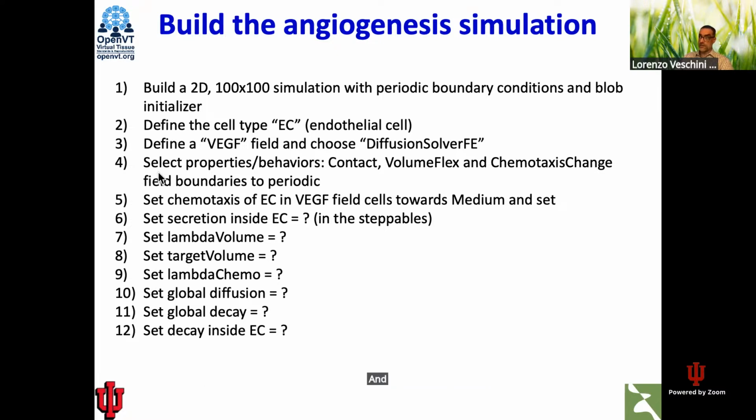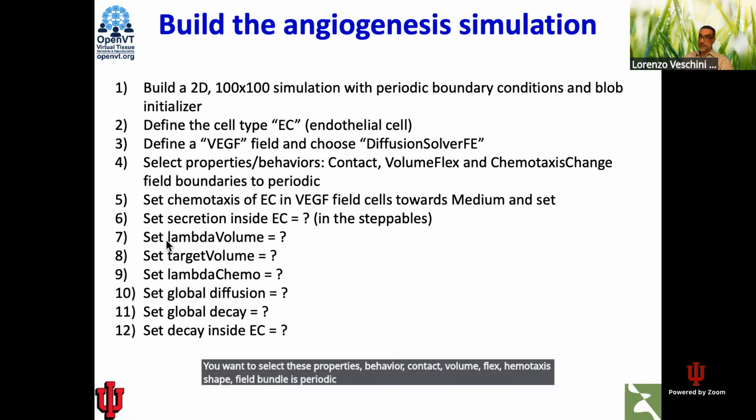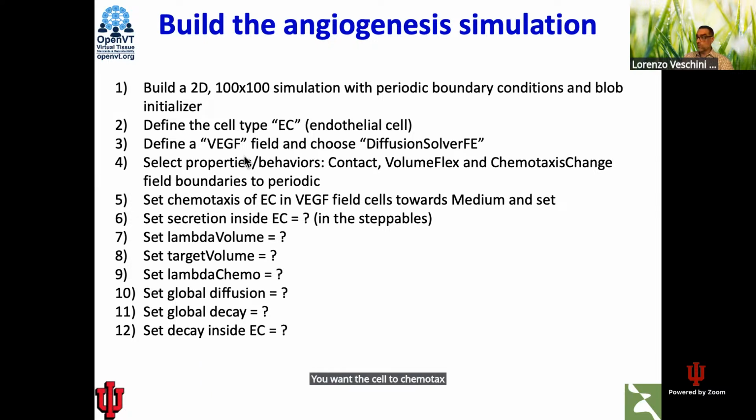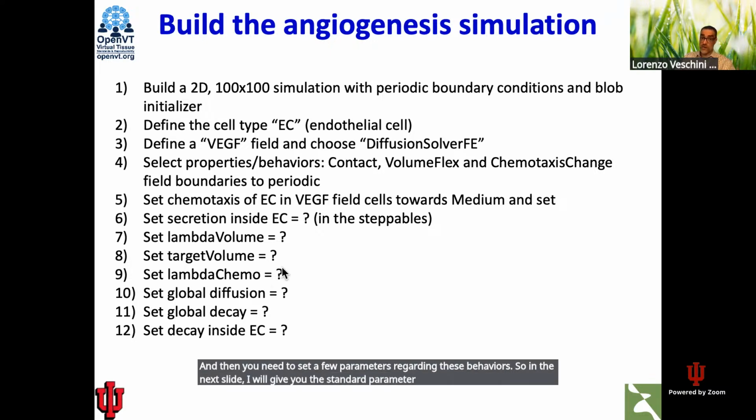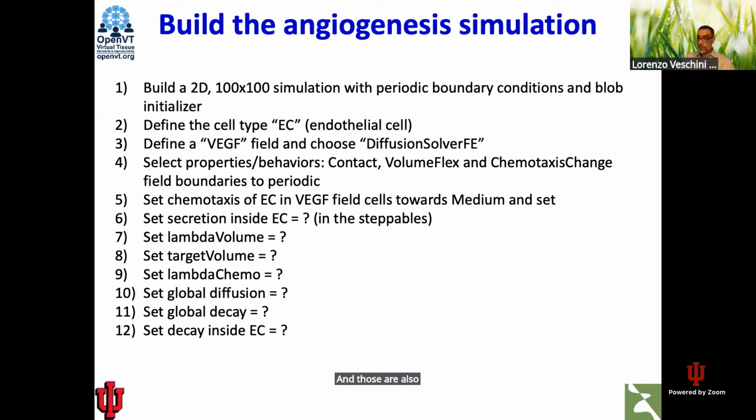And you want to select these properties: behavior, contact, volume flex, chemotaxis chain, field boundaries to periodic. And you want the endothelial cell to chemotax to VEGF. Then you need to set a few parameters regarding these behaviors. In the next slide, I will give you the standard parameters that work. Those are also already preset as the default in the student material version.